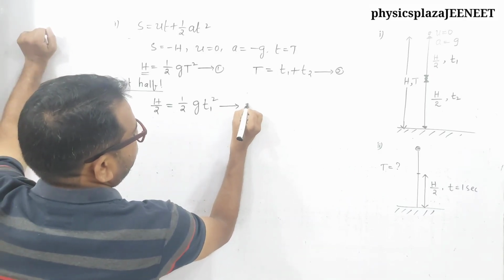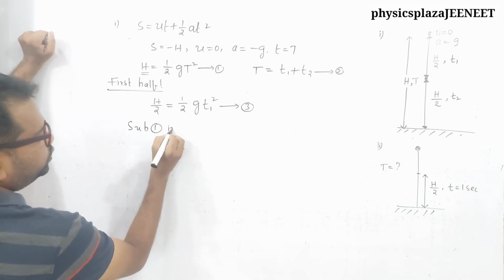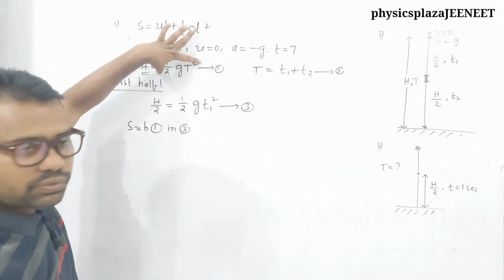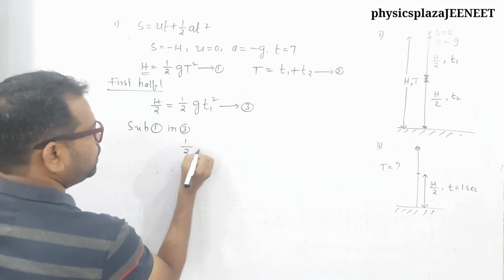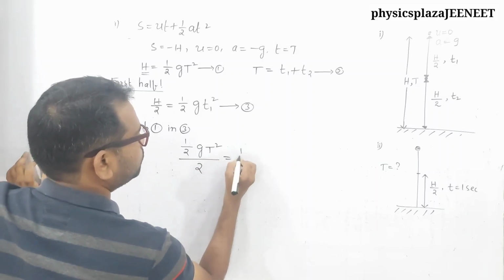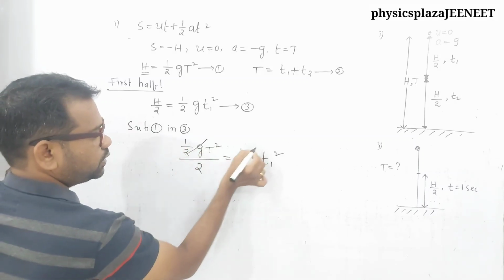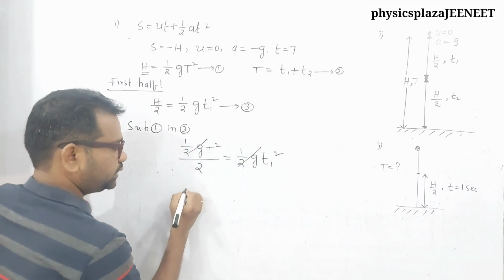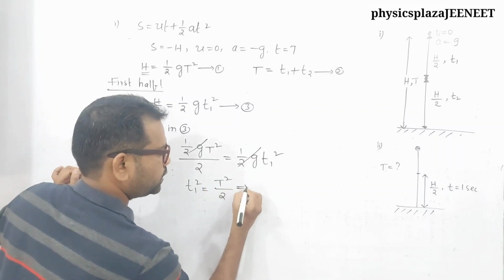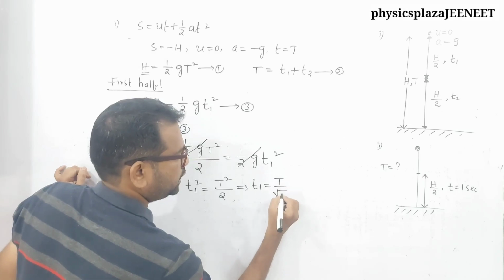Let us say equation 3. Substitute equation 1 in 3. In the place of h, can we write half g t square? Yes, we can write. Then half g t square by 2 is equal to half g t1 square. Children, half g cancel. Now this can be t1 square is equal to t square by 2. So here t1 is equal to t by root 2.